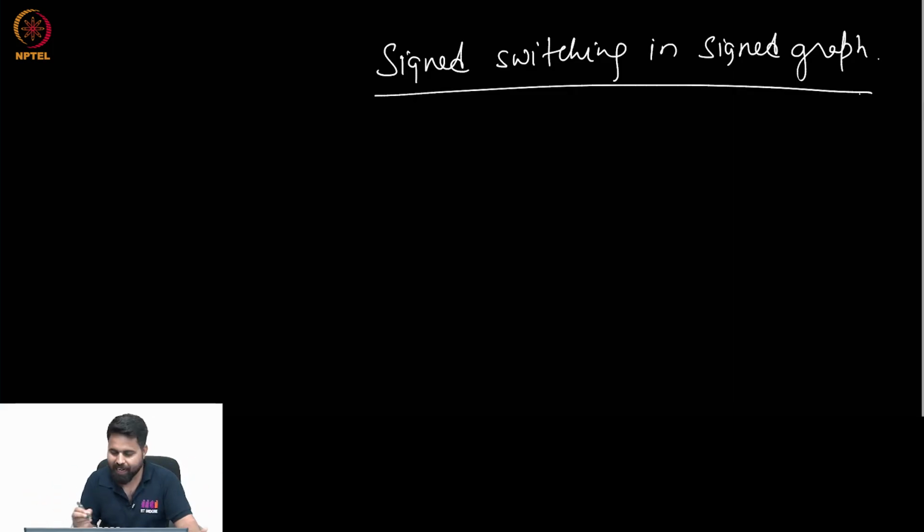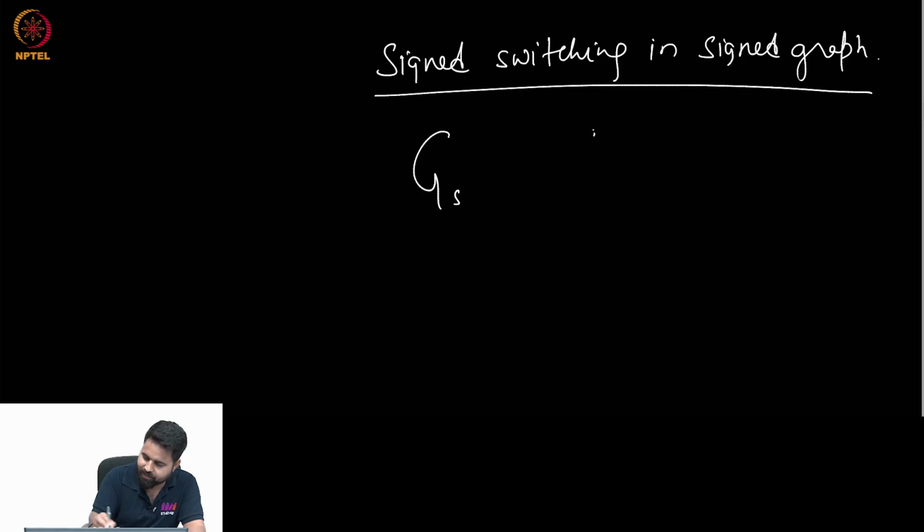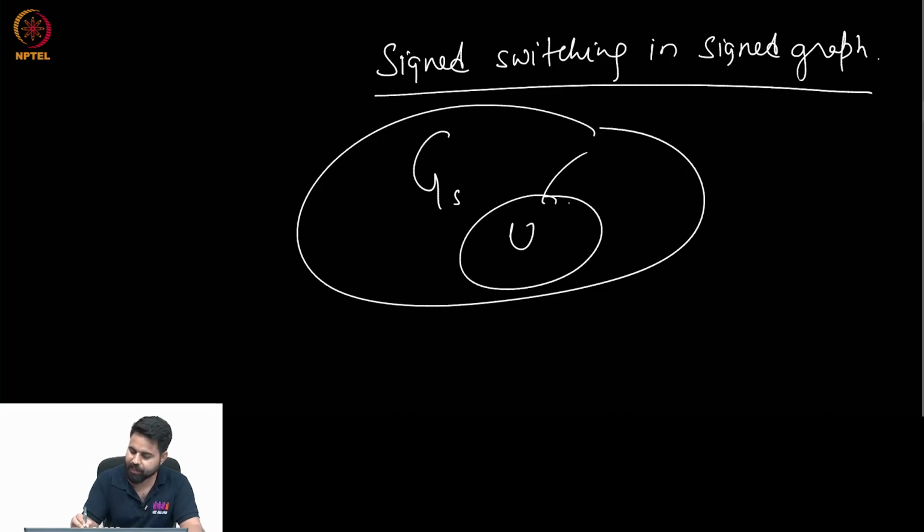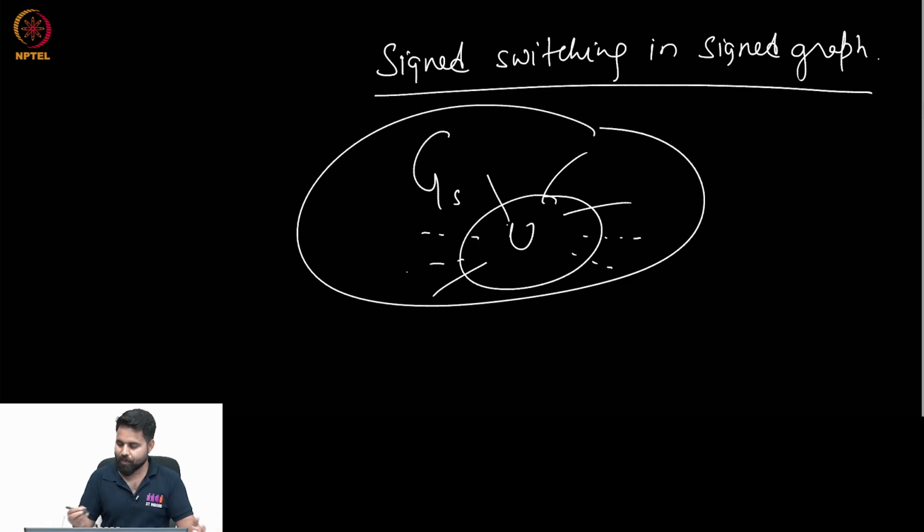Suppose there is a signed graph GS, the bigger one. You pick a subset, suppose this is subset U. Now whatever edges are going out of it, maybe some will be negative edges, some will be positive edges, you change the sign. Let me color it with some different color. Now this is the dotted one, and this will be fully dark, so basically now it will become positive. These are the dotted ones, and this is the signed one.